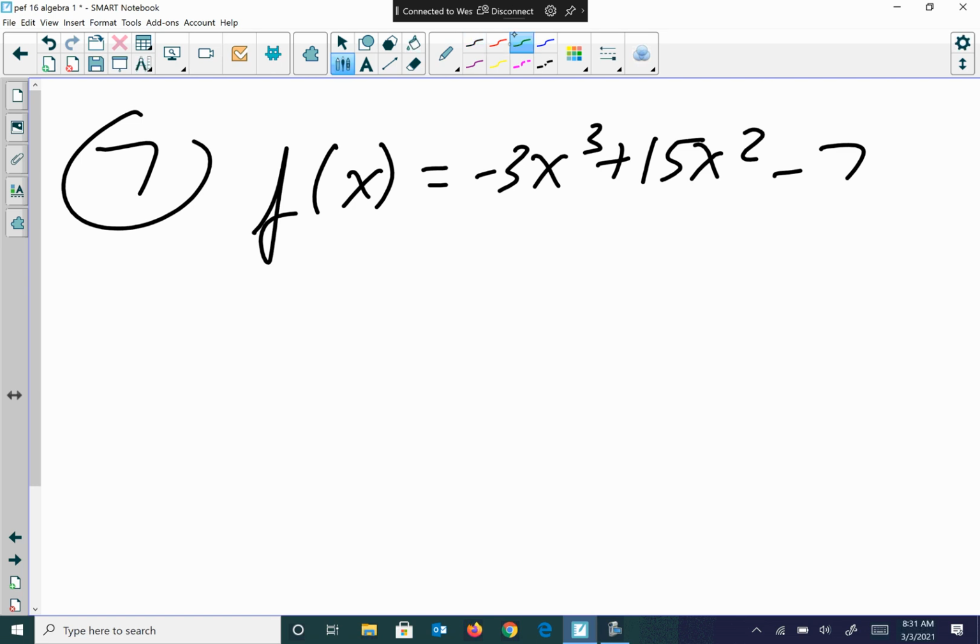First off, what is my highest exponent in this problem? What's the biggest exponent? 2, 7, 15? What do you think? 3? Okay, so being that's the largest exponent, that means that we can have 3 roots or solutions.